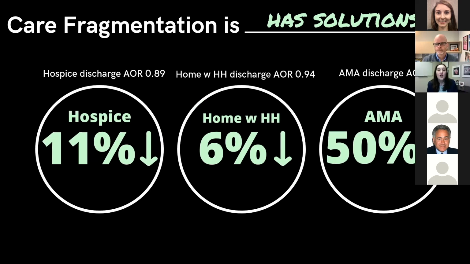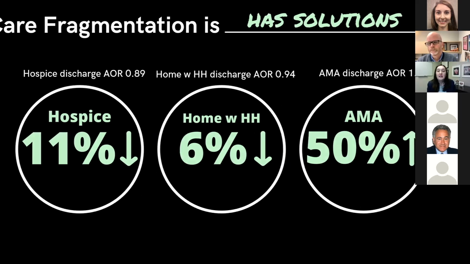All right, so these are the results from the study of discharge destination following a fragmented readmission in Medicare beneficiaries that I showed you previously. So again, just as a reminder, we found that a fragmented readmission compared to a non-fragmented readmission was associated with lower odds of discharge to hospice and home with home health and higher odds of discharge against medical advice or of the patient leaving AMA.